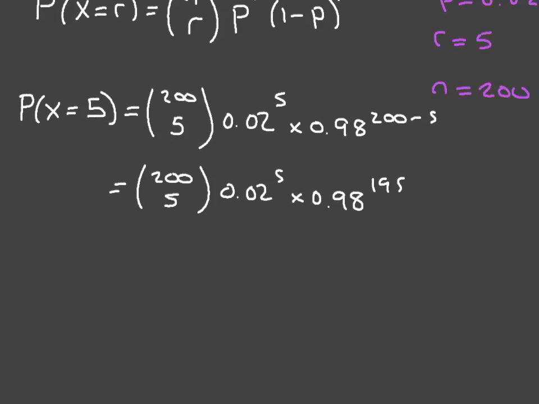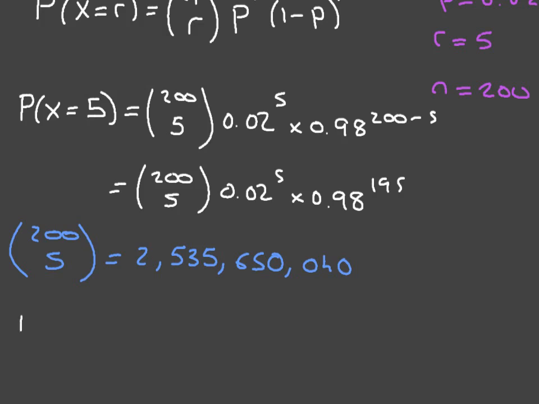Now, for this binomial coefficient, 200 choose 5, we would of course do this with the calculator. Using the calculator, we find the following. It's 2,535,650,040. Now, we have all the numbers that we need to calculate this.